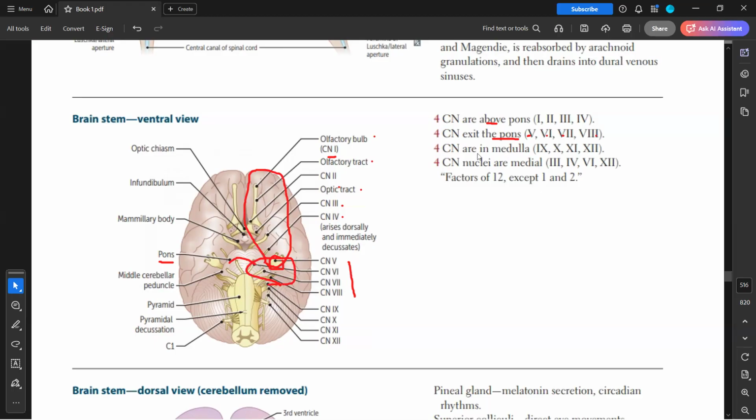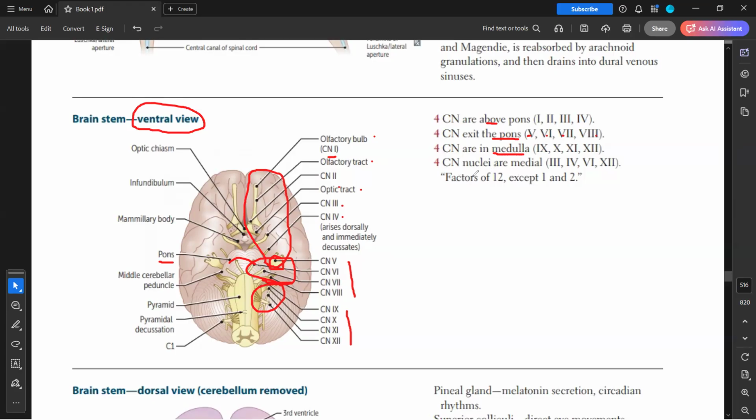Okay, and the next four cranial nerves are in the medulla: 9, 10, 11, 12. Now let's look at 9, 10, 11, 12. They're right here, and they are in the medulla, which we can clearly see right here. And remember, this is a ventral view of the brainstem, not anterior.